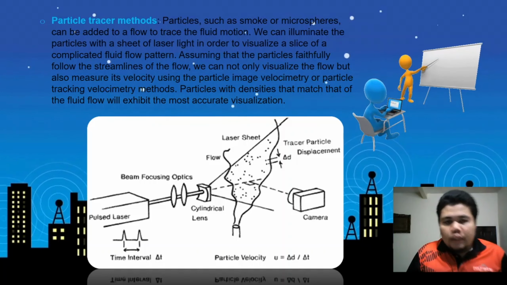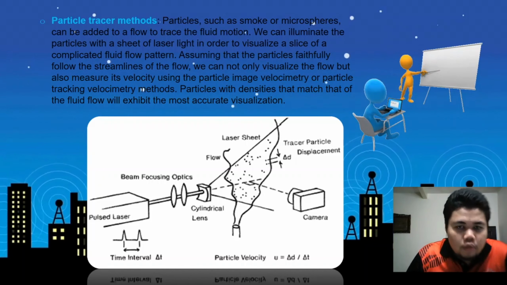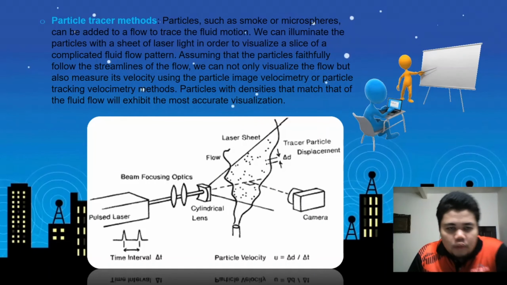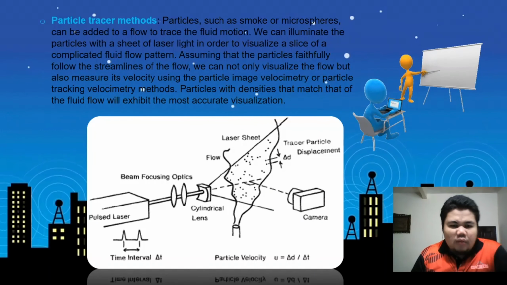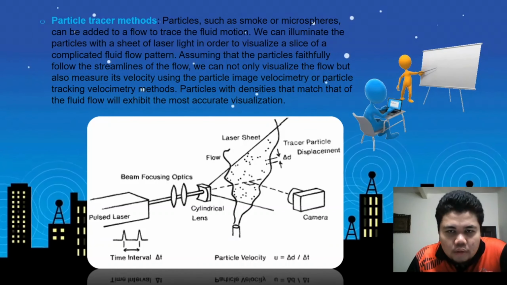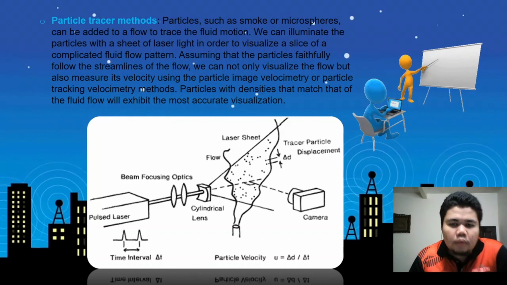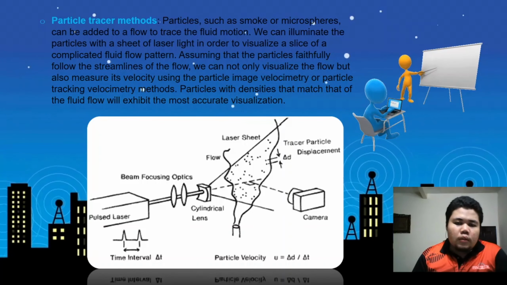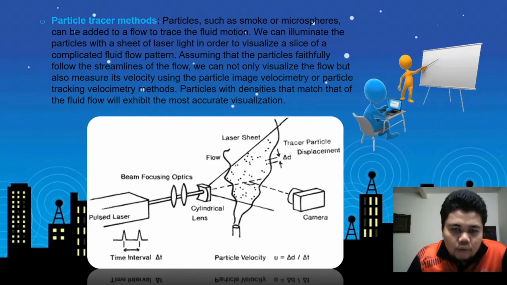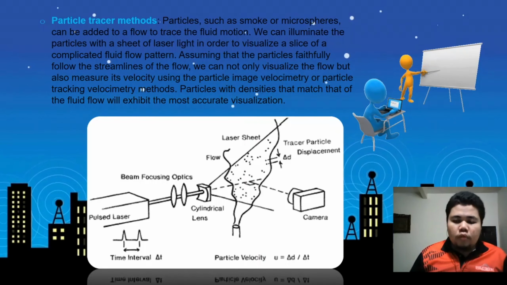Particles with densities that match that of the fluid flow will exhibit the most accurate visualization. It starts from the laser pulse to the beam focus optic, and the flow goes directly to the laser sheet, and we get the tracer particle displacement. As you can see, there's a camera there, which captures the particle velocity, with which you can measure the flow visualization.